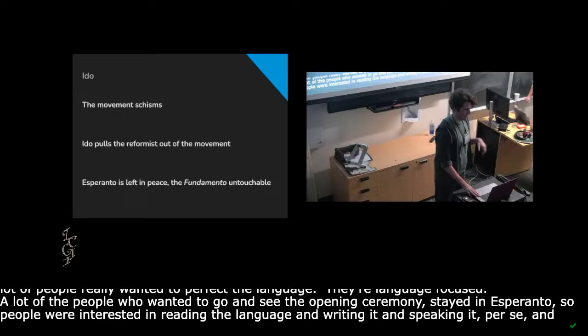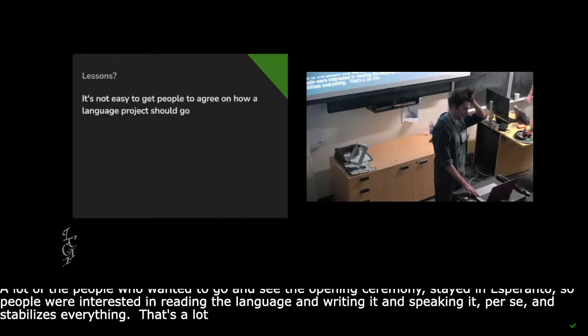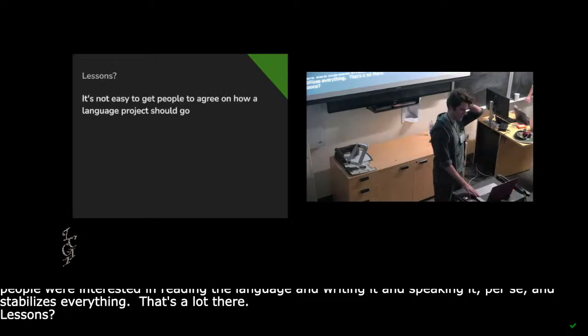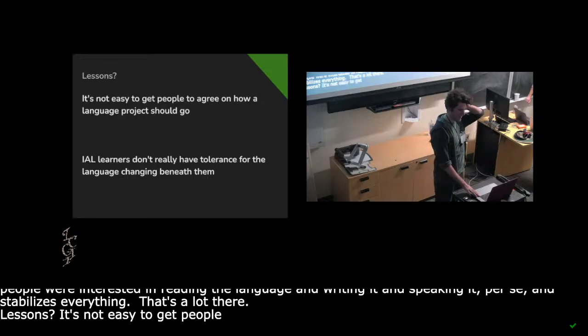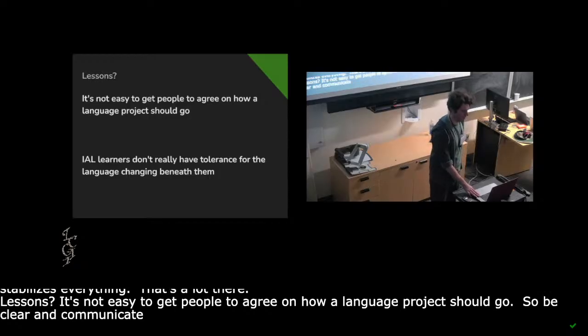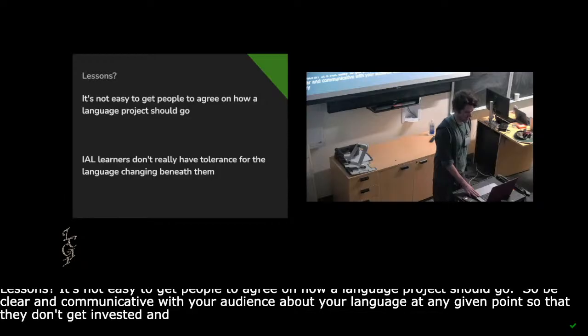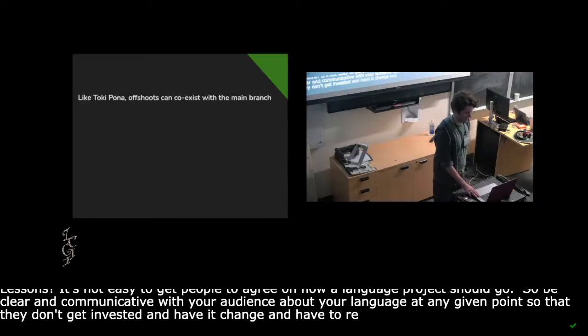Yeah, there's the line there. Yeah, lessons. It's not easy to get people to agree on how a language project should go. And the learners are not going to have a lot of tolerance for the language changing underneath them. So maybe if there's any do for this, it's to be clear and communicative with your audience about the stability of your language at any given point, so that they don't get invested and then have it change and then have to relearn, and then they don't have a lot of tolerance for coming back.